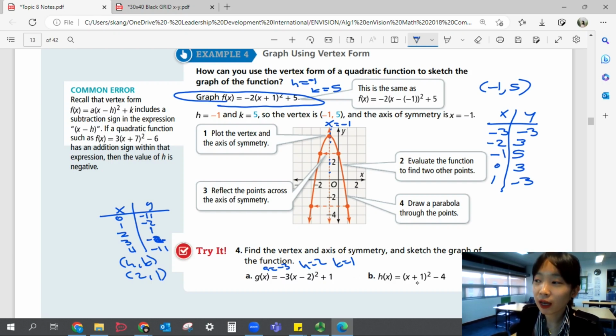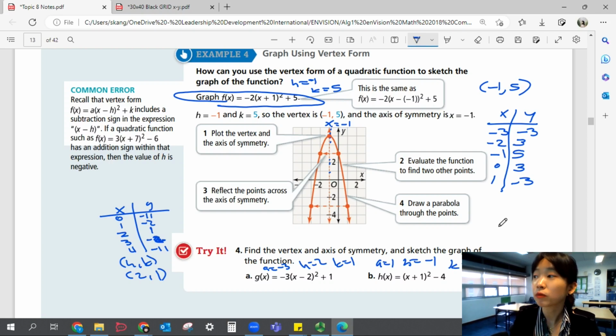Part B, h of x is equal to (x plus 1) squared, minus 4. Your A is 1, so it doesn't stretch or compress. Your graph should still look the same, and shape-wise, you're just moving your graph, okay? H is -1 because that's plus 1. K is -4, so your vertex should be -1, -4.